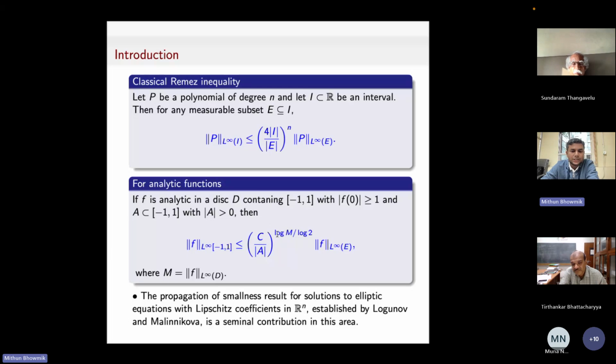Now, what should be the constant that appears in the index? They actually prove it, so it will appear like the doubling index of the function. So it has an application.